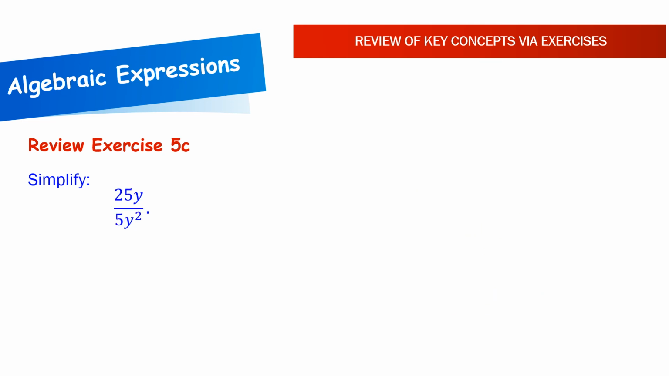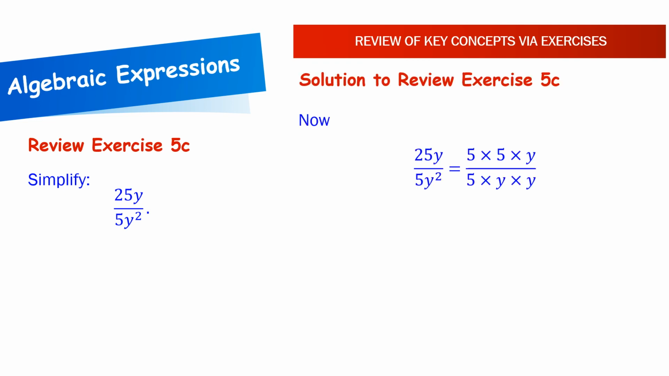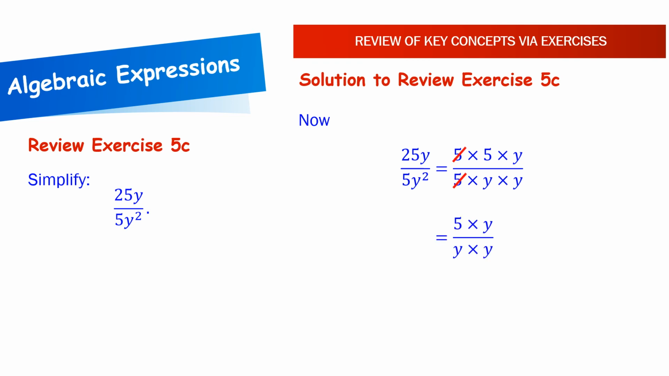Now let's simplify 25y over 5y squared for exercise 5c. This can be expressed as shown. We can cancel the 5's, top and bottom, and we can cancel the y's, to leave us with 5 over y.